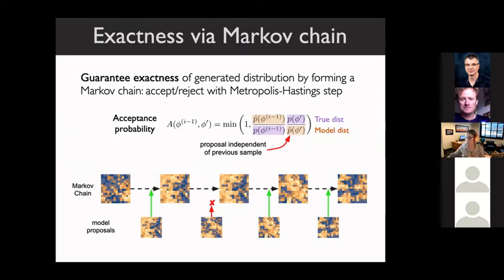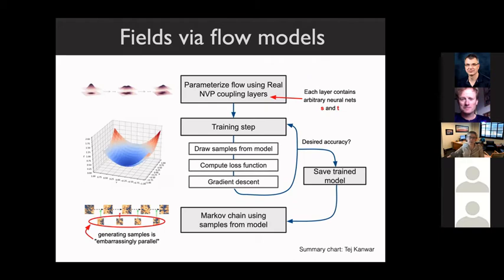So this is clearly an appealing approach to generating field configurations. And in the case of a scalar field theory, you can do this exactly like you would do it for images. You can apply all of the machine learning tools almost out of the box. So you can parameterize the flow using these real non-volume preserving coupling layers. You can train this by taking samples from the model, computing the loss, doing gradient descent. And then once you've trained the model, you can save it and sample from the model by taking embarrassingly parallel samples and composing them into a chain.